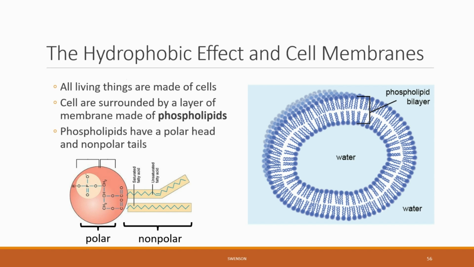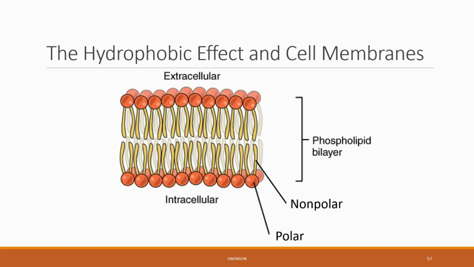They repel water. So if you look at the image on the right, you can see that the polar head faces towards the water on both the inside of the cell and the outside of the cell, and the tails naturally assemble to face inwards. So this has the effect of being self-assembled into the structure we see here. And this is how cell membranes are formed.